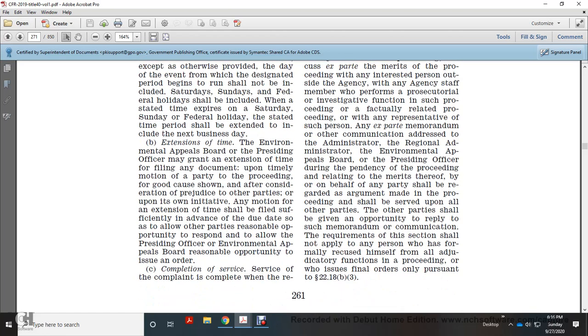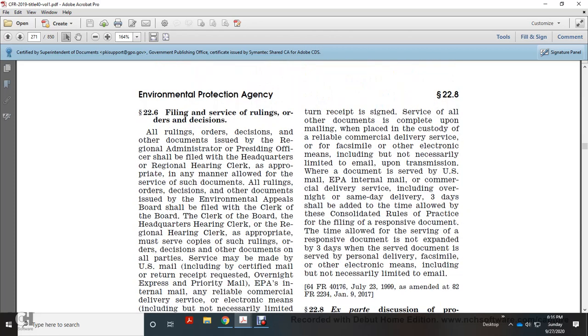Service of the complaint is complete when the return receipt is signed. Service of all other documents is complete upon mailing, or placing for delivery with the reliable commercial delivery service, or upon transmission by fax or other electronic means, including but not necessarily limited to email, of the document served by U.S. mail, EPA internal mail, or commercial delivery service, including overnight and same-day delivery.